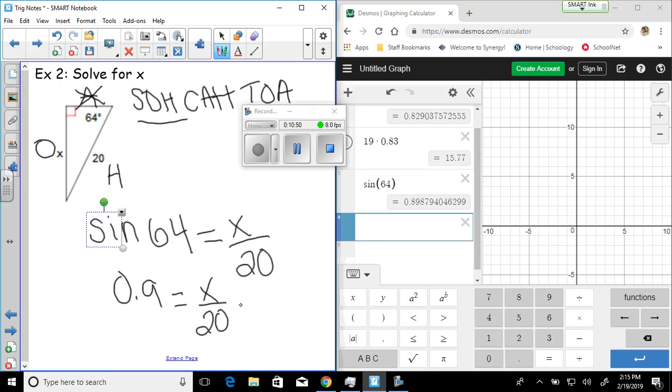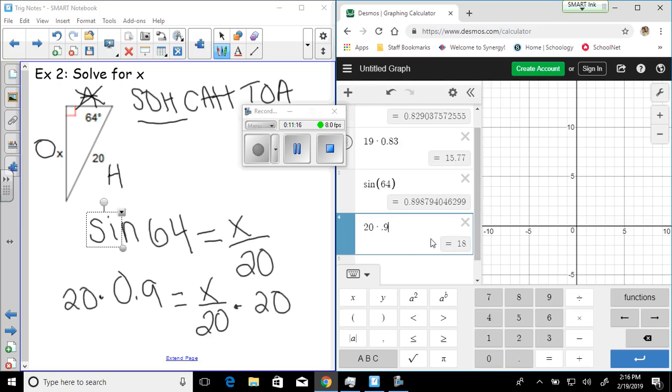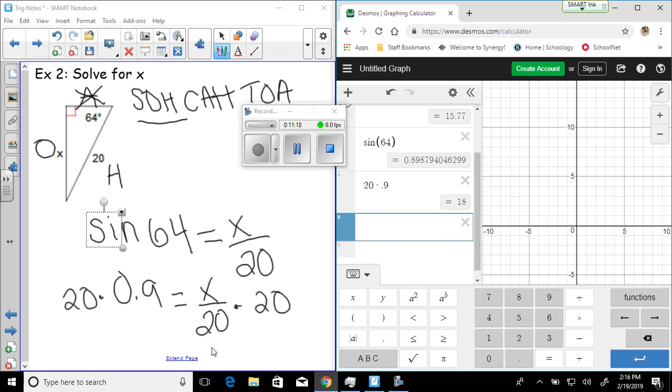So now we need to solve for x. So that means we need to multiply both sides by 20. And so now we can come back to Desmos, and we can do 20 times 0.9, which we get 18. So now we know that 18 is equal to x. And so that opposite side is 18 units long.